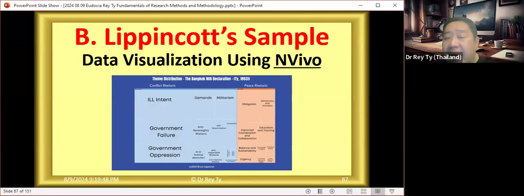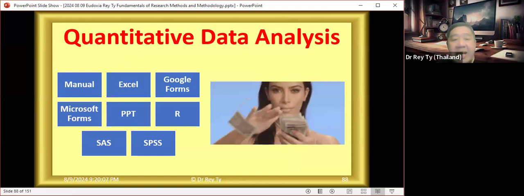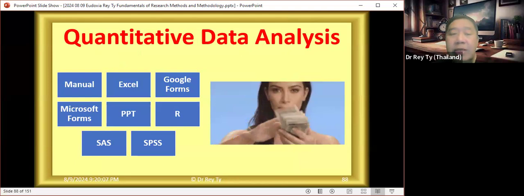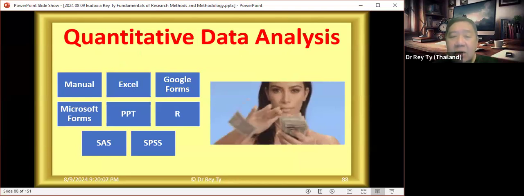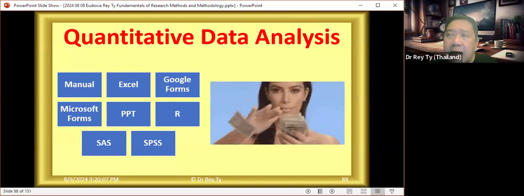I did mine by hand. My student, a PhD student, did it by using software. And there are many software you can use for quantitative data analysis. You can do it manually again, Excel, Google Form, Microsoft Form. PowerPoint can do that. R is the latest software a lot of people are using, and SAS, people in engineering and economics used to use that, and SPSS, people in social sciences use SPSS a lot.